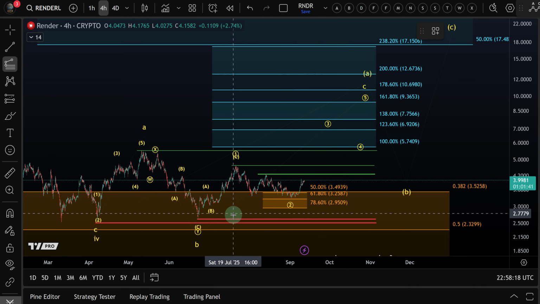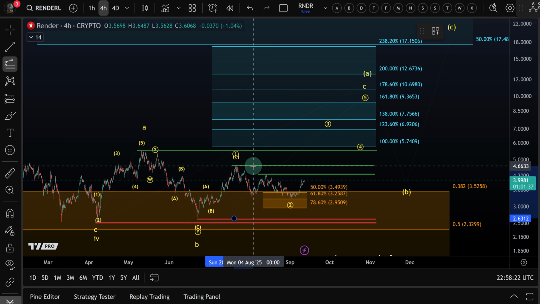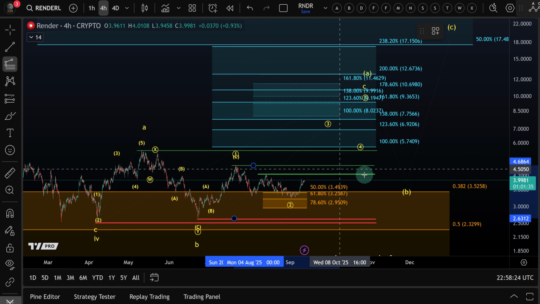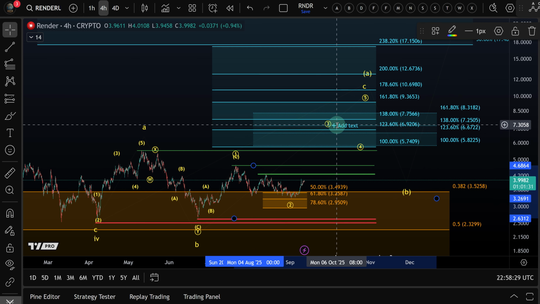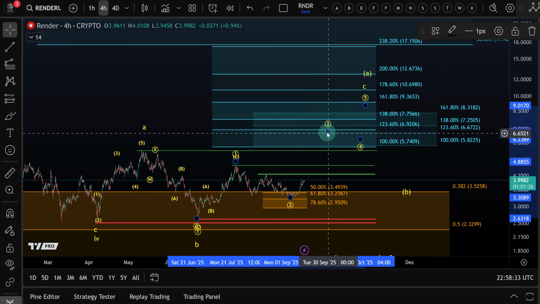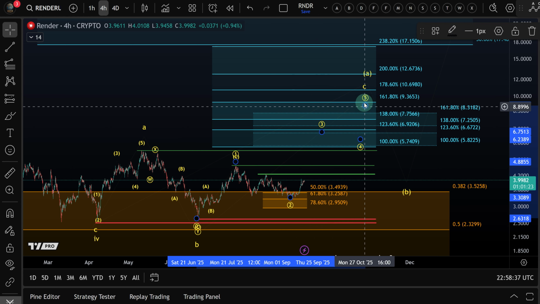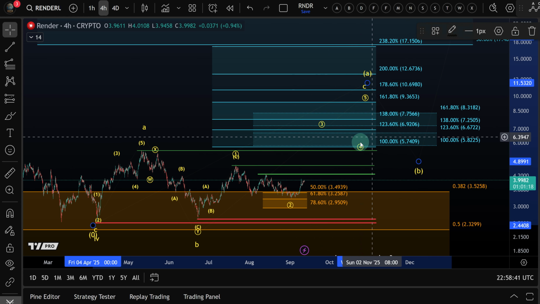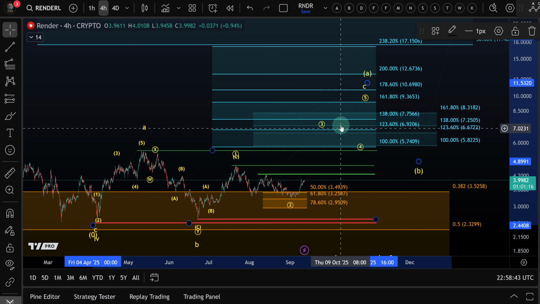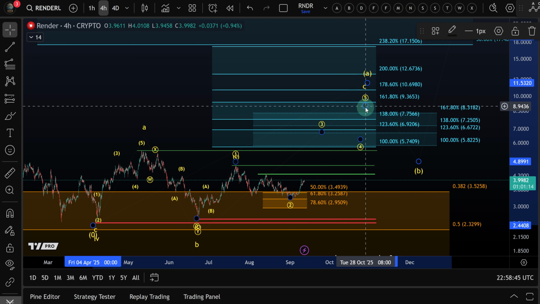Now, if we look at these microstructures, we can identify a target for circle wave 3 as well. For that, we take the length of the wave 1 with a Fibonacci extension tool. And the third wave target points towards $7.25. So this would be the first ideal target. The label is already positioned there. And once we have all these 5 waves completed in wave C, we should get the next pullback. But let's first see if we can get these 5 waves filled in and reach the blue zone.